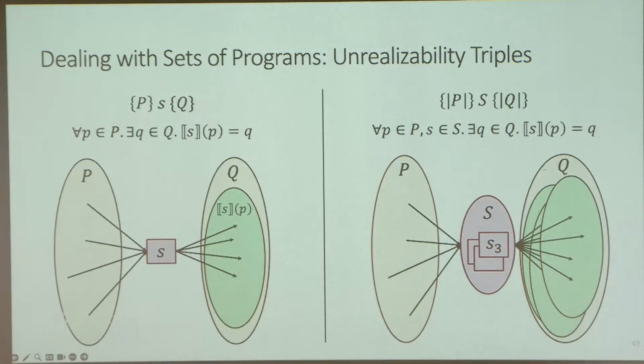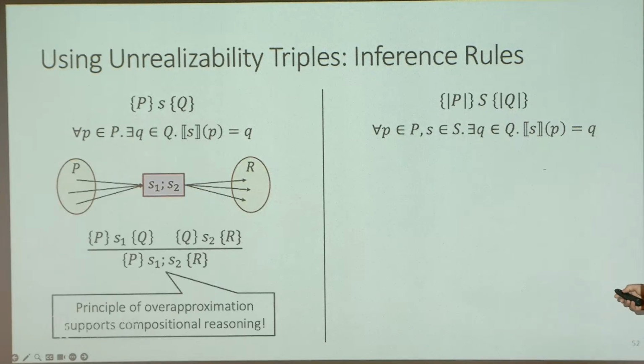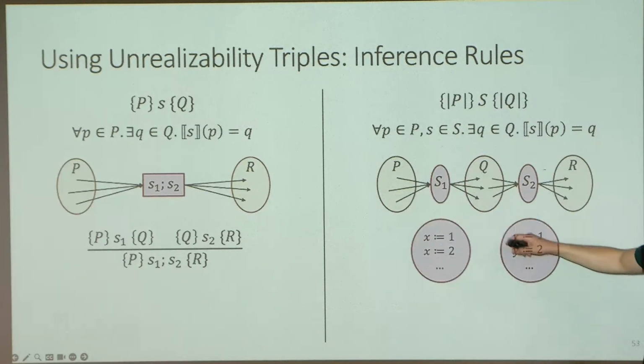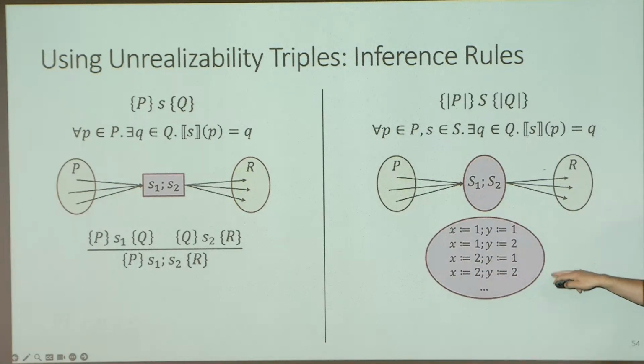I'm not going to go into the details, but the point is that we have a bunch of rules, very much like in Hoare logic. In our case, for example, the rule for sequencing two sets of programs is basically a proof for the Cartesian product of these programs.